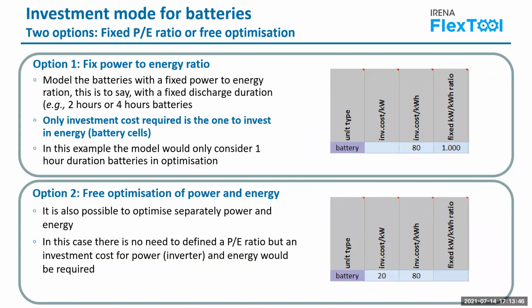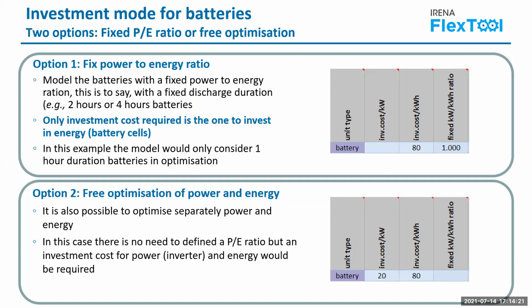And then in addition, in the technologies field, we have two options to set power to energy ratios. That can be either fixed. So if we are already modeling a specific technology that we have in mind, we can already set this value in the model. That would mean, for instance, if we have a 1 hour ratio, 1 megawatt power rating, and then of course 1 megawatt hour energy rating.